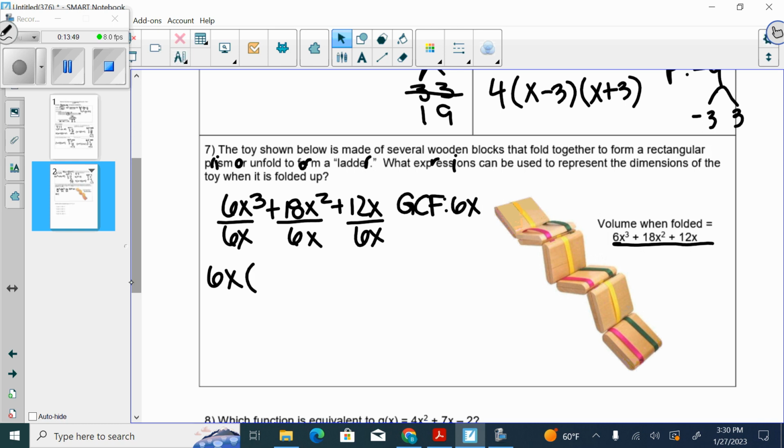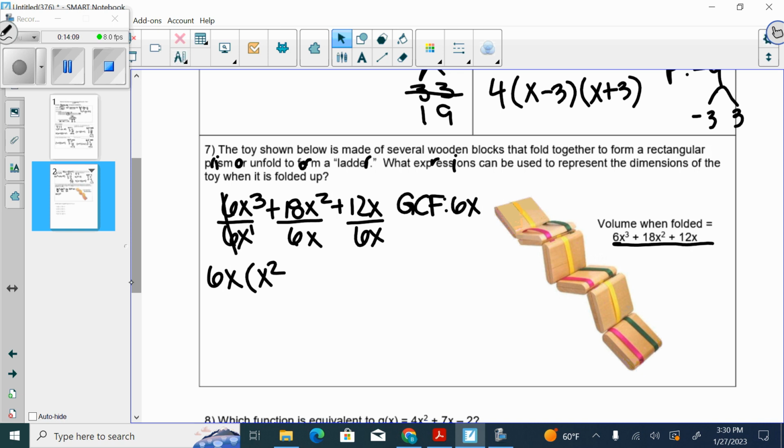So I put my GCF out in front, and we're going to see what this all is going to become. So our 6's divide out, right? What's the secret exponent for this x down here? 1. And what do I do with that? 3 and 1. Minus. What is 3 minus 1? Good. So we're left with x squared.